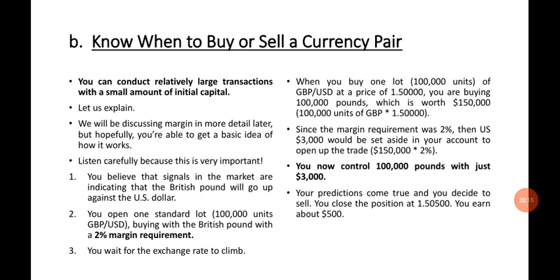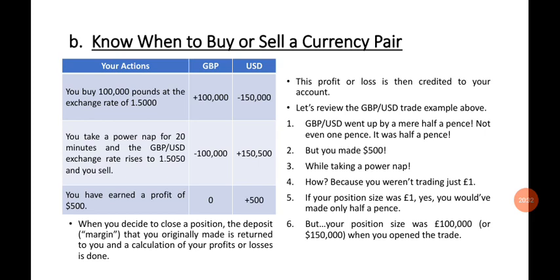Your prediction comes true and you decide to sell. You close the position at 1.50500. You earn about $500. So this is how your action will look like in this chart here. Your action was you buy 100,000 units of pounds at the exchange rate of 1.50000. So you had an order of accepting 100,000 British pounds and paying 150,000 US dollars.